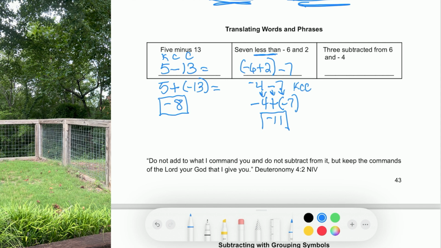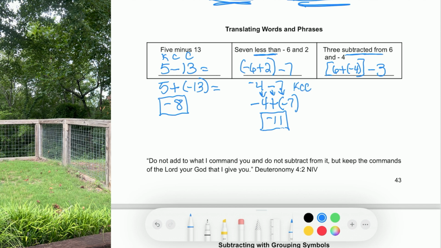All right, so we have 3 subtracted from 6 and negative 4. So again, we have a turnaround phrase, subtracted from. So I know that 3 is going to be after this next part. And it's going to be subtracted from 6 and negative 4. So that means 6 plus negative 4. And the minus 3 comes after we have solved that part because it's being subtracted from that sum.